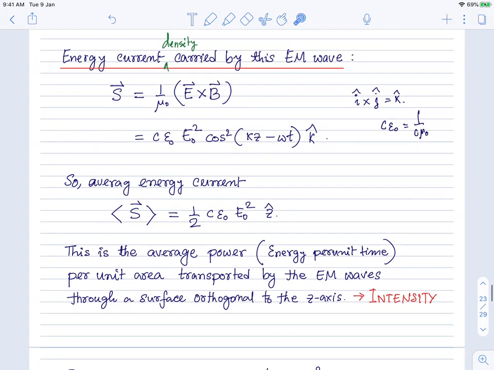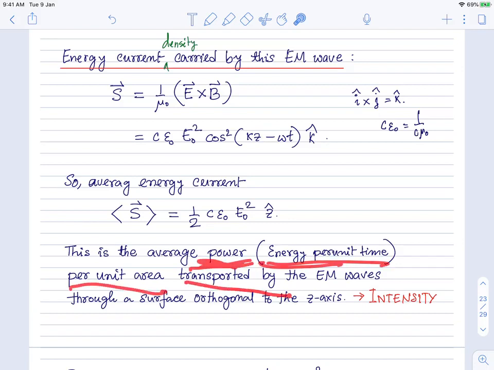So this energy current density has the interpretation of the average power. Average, because it's the time average over one period. Power is again energy per unit time. So it is the average power per unit area.